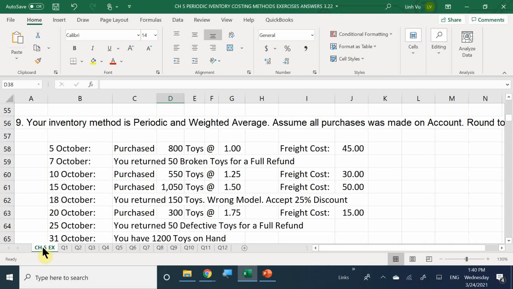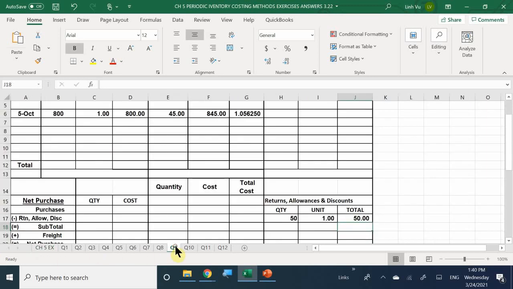What happened on October 10? We bought 550 at $1.25 apiece, and shipping costs of $30. So once again, it's now October 10. We have 550 at $1.25 with a freight costing $30.